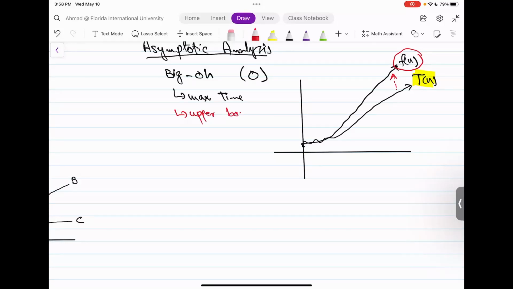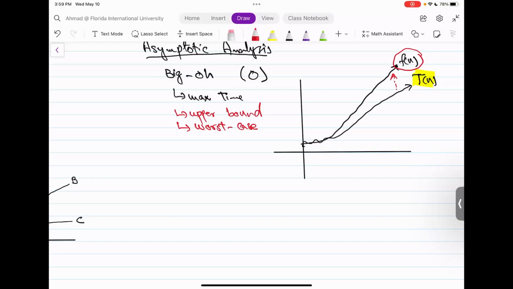Upper bound means this is the maximum growth of the function. My function can grow no more than f of n. So if we can represent it like this, we call it the big O notation, or the upper bound. This is also called the worst case of the algorithm. So the worst case means what could be the maximum, in a worst case, how much time this algorithm will take.